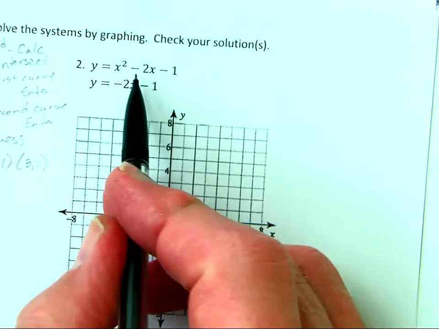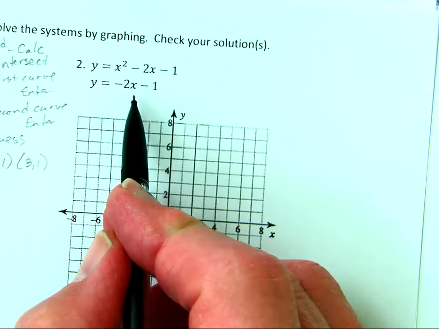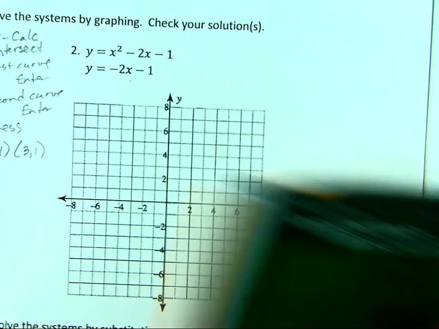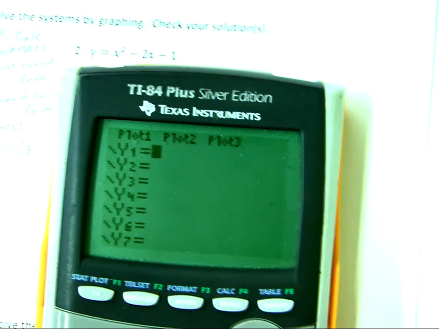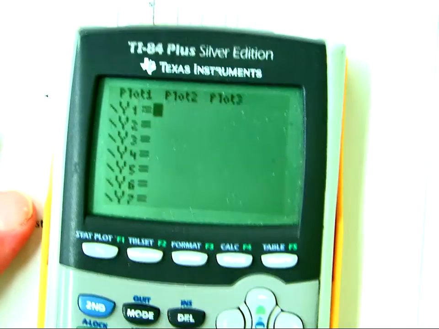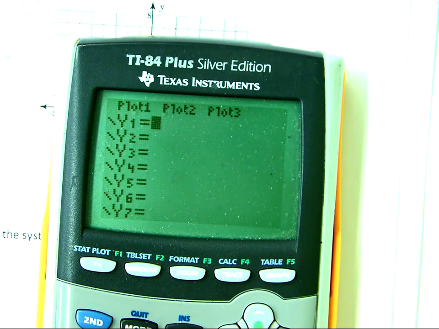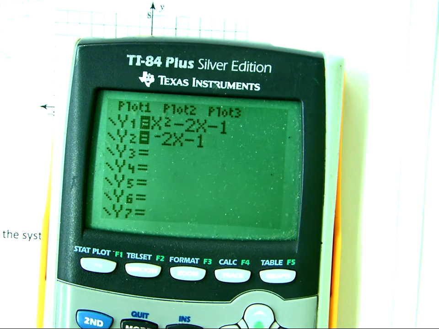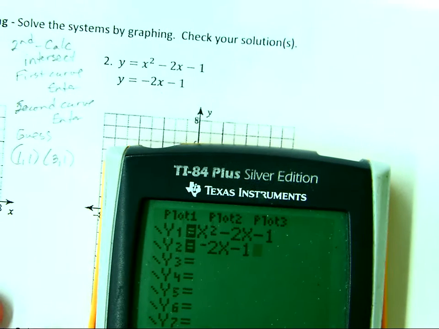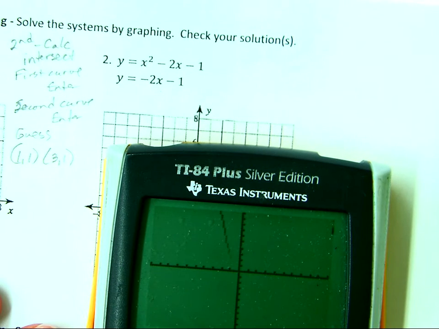Let's do the same thing for number 2. Now notice number 2, this one's going to be a parabola because it's a quadratic. This one's going to be linear. So we want to put those in our calculator first. So go to y equals, I'm going to clear off those two. Now, we're going to enter in x squared minus 2x minus 1. So x squared minus 2x minus 1. The second one is negative 2x minus 1. So negative 2x minus 1. So we've got both of those in there. Now let's graph it. So there's the parabola.